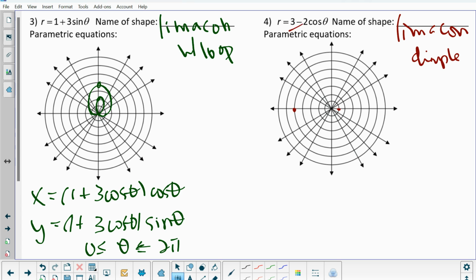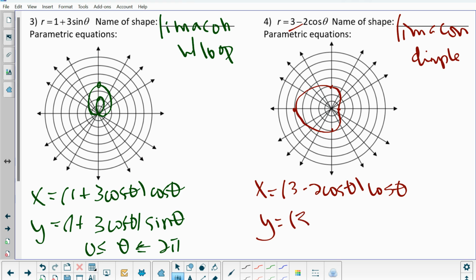And that first number of 3 is how far you go up on the edges: 1, 2, 3. 1, 2, 3. And you try and create this little dimple shape. It almost looks like a cardioid, but it doesn't go through the pole. Your parametric equations are x equals (3 minus 2 cosine theta) times cosine theta and y equals (3 minus 2 cosine theta) times sine theta.